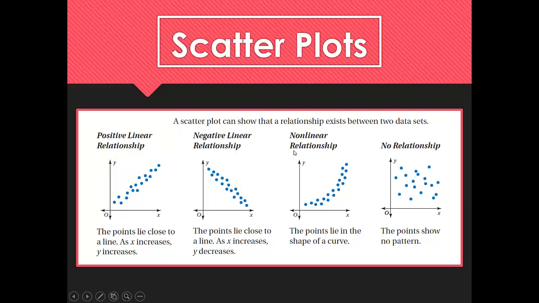The third one is a non-linear relationship. The points lie in the shape of a curve. So you can see that we wouldn't have just a line that goes through them. It looks more like a curve. That would be a non-linear relationship. And for the last one, there is no relationship. The points show no pattern. We can't draw a line that would go through them. There's not a curve that will go through them. So this one has no relationship.